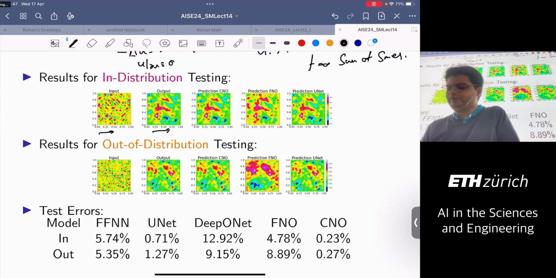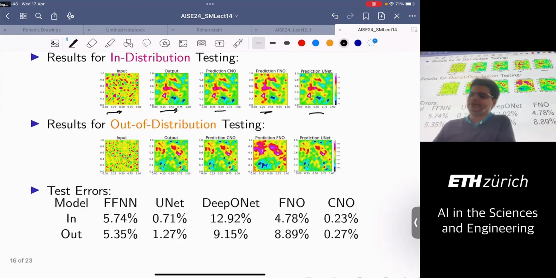The solution is still fairly complicated, and these are the predictions. So you have UNet, CNO. UNet and CNO are the same in this particular case, as you would expect. The strength of CNO is what happens when you go to a different grid. FNO does very, very poorly in this particular example. We still don't understand why, but it does. As you can see, many new features are introduced, and it doesn't do a good job at all.